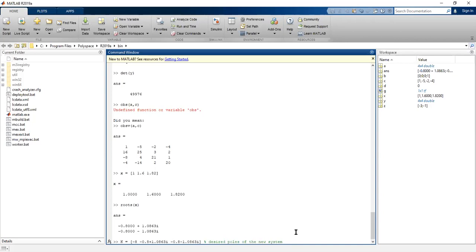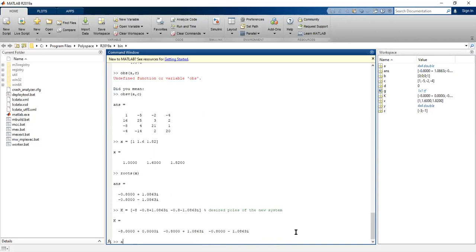So we're going to type in the old system now. We're going to type in the A. So A was 0, 1, 0; 0, 0, 1; negative 2, negative 3, negative 5. Put in the spaces between them. Then 0, 1, 0.